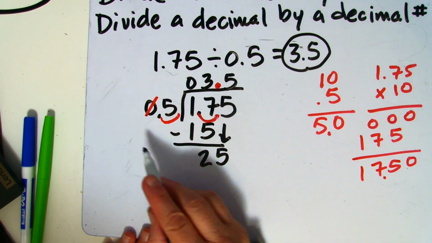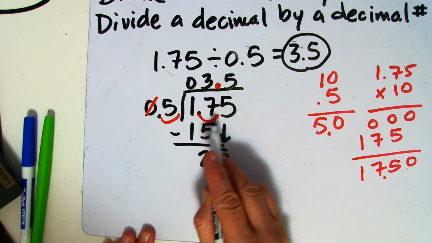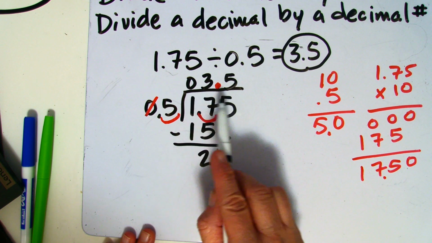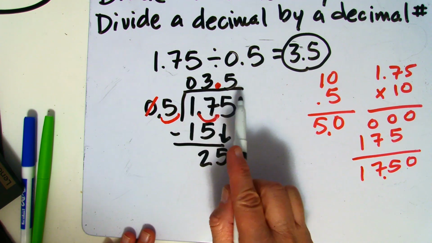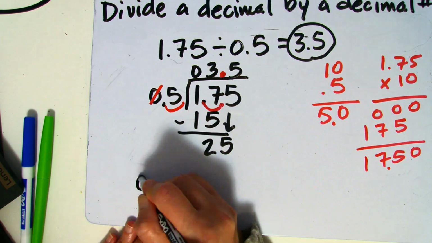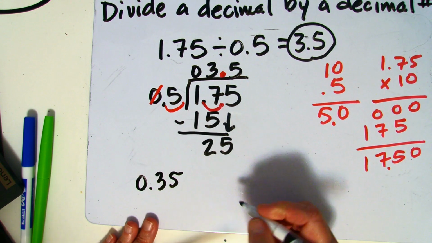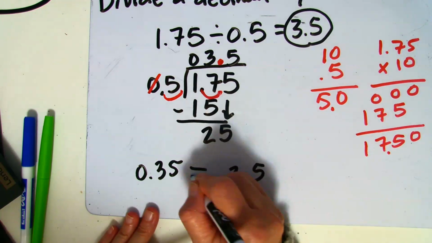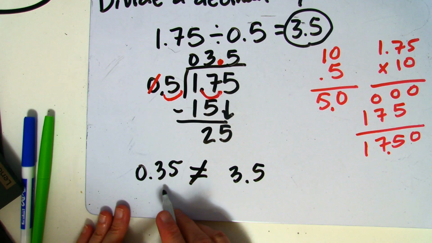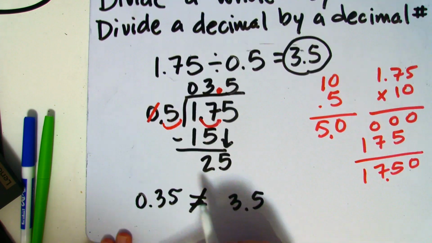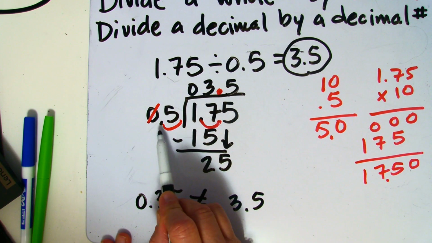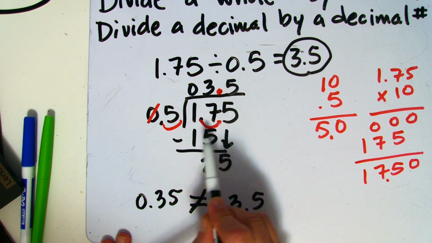Now let's say that I didn't move the decimal over. Instead, my answer would be 0.35 or 0 35/100. Notice these two numbers are not the same. This is a much smaller number than this one. And so you want to be mindful that if you move the decimal point in the divisor, you need to move the decimal point the same number of spaces in the dividend.